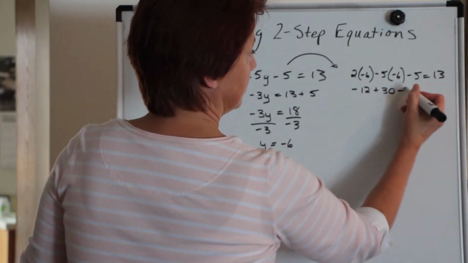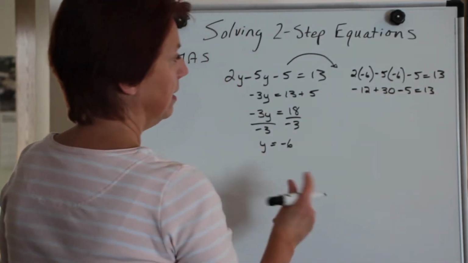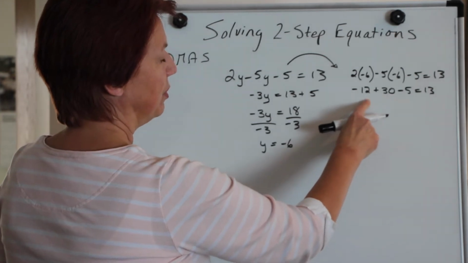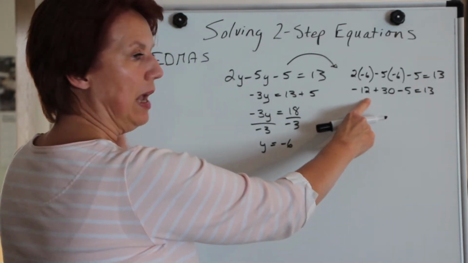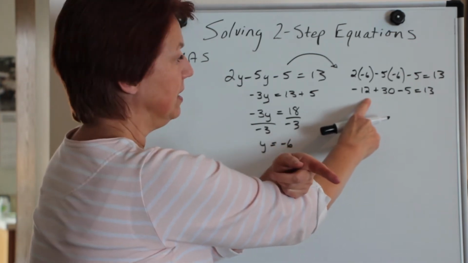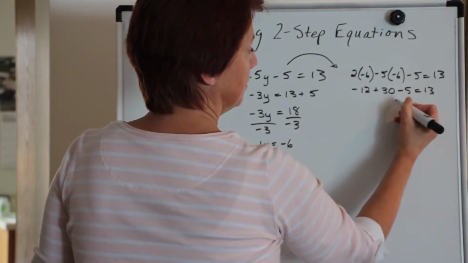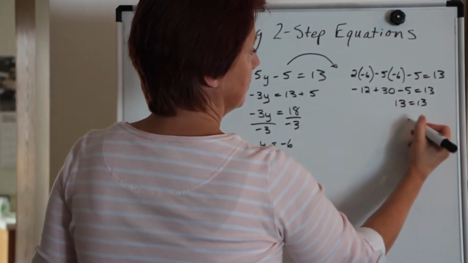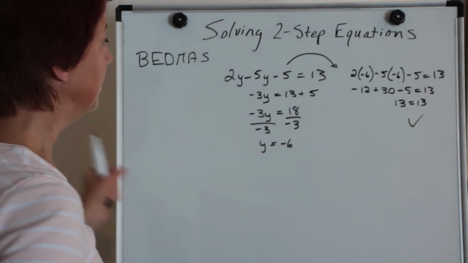So the 5 and the 6 have to get multiplied before we add them to the 12. And then minus 5 equals 13, okay? And now we do the math here. So 30 minus 12, subtract 10 and subtract 2 will give you 18, minus 5 gives you 13. Okay, so then you know you've done it right.